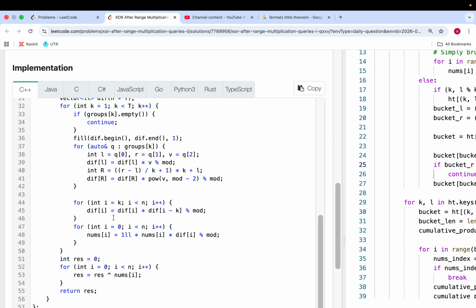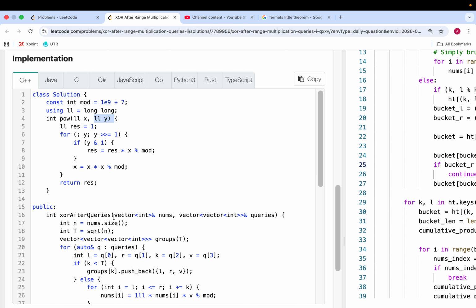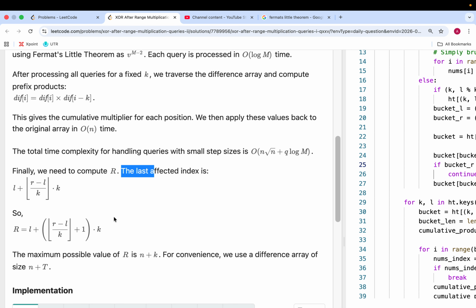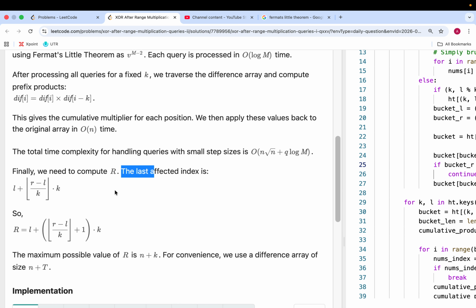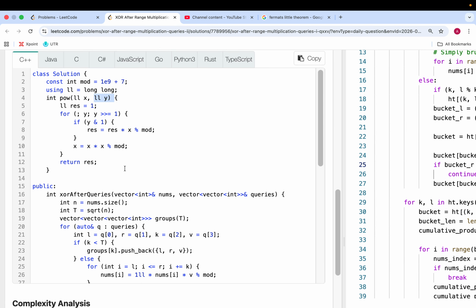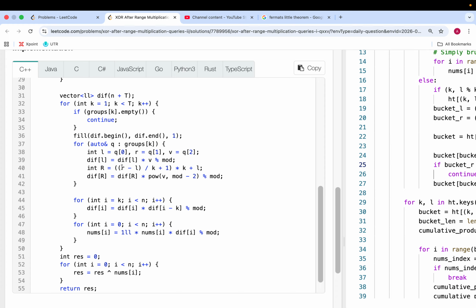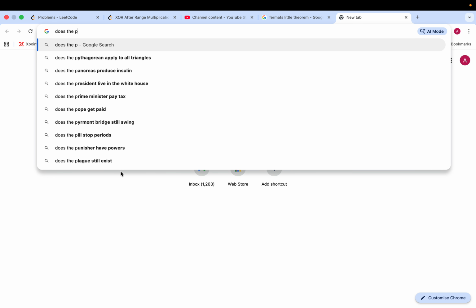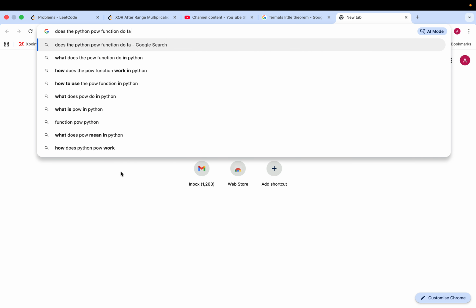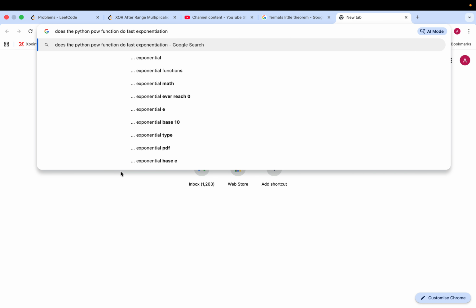Wait, is exponential... Yeah, there is a thing where when you take a big power, there's an inbuilt function that figures it out for you, right? It's like log time exponential modular something or other. Wait, does the Python pow function do fast exponentiation given a power? Everybody, this might be a play.